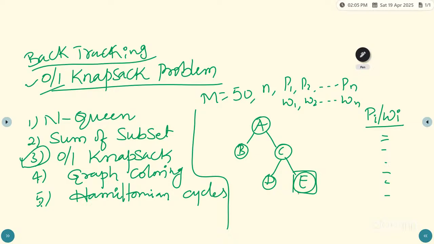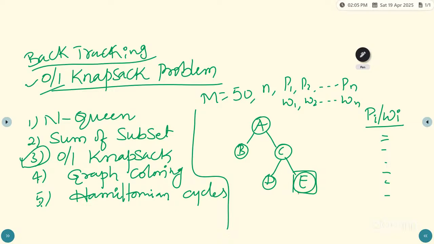What does this square indicate? Circle upon square. Answer node. So that's what we discussed in the morning class. Some terminology used in backtracking: answer node, E node, live node, dead node, right?